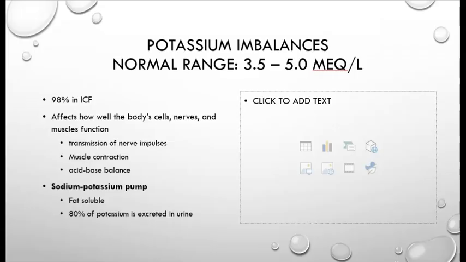Imbalances disturb the resting potential of the nerve and muscle cells, and this affects transmission and conduction of nerve impulses, potentially altering normal cardiac rhythm and contraction of smooth and skeletal muscle tissue. Acid-base balance is disturbed when potassium shifts in and out of cells. And your sodium-potassium pump is what maintains the higher ICF levels of potassium.